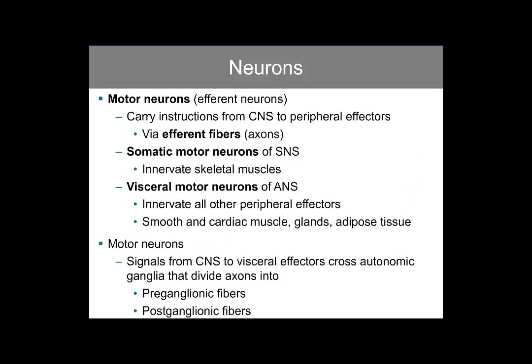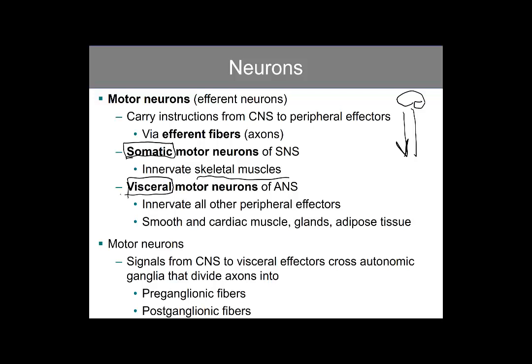Motor neurons are efferent neurons. They transmit information away from the central nervous system via efferent fibers, or axons. Somatic motor neurons innervate skeletal muscles. Anytime you see the word somatic, you should think skeletal muscle, while visceral motor neurons innervate smooth muscle and cardiac muscle, glands, as well as adipose tissue.